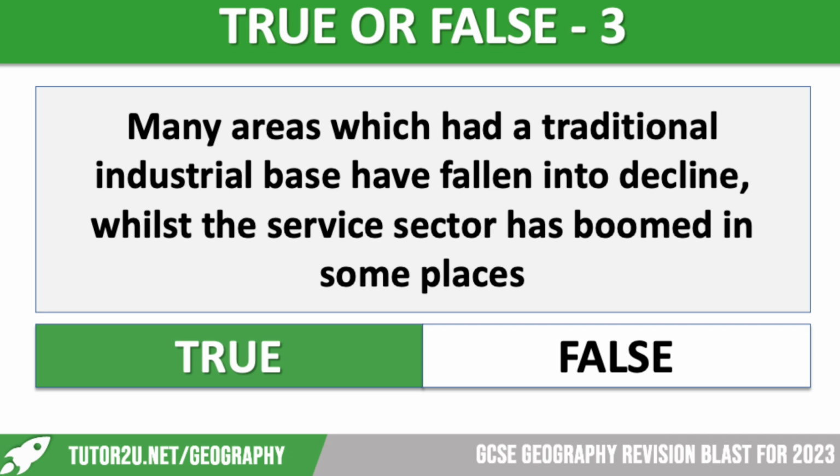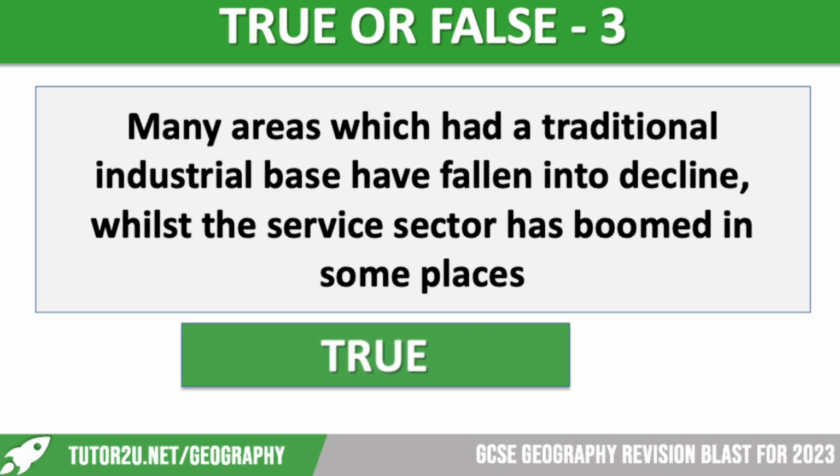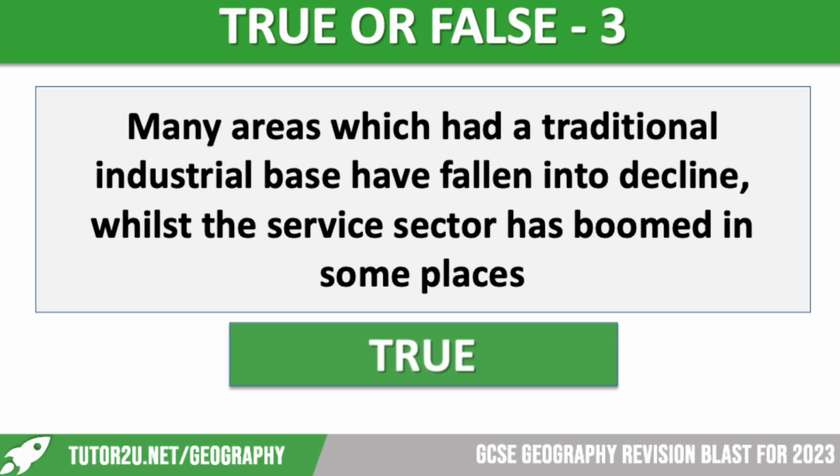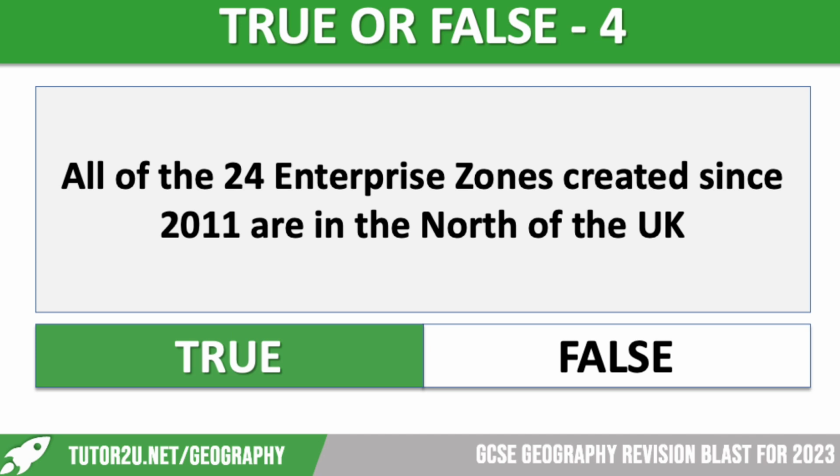Number 3. Many areas which had a traditional industrial base have fallen into decline, while the service sector has boomed in some places. Is this true or false? Okay, let's have a look. It is true. So there are some areas that had a traditional industrial base, such as London with the docks, that have had a really booming service sector. But then you've got some areas where their traditional industrial base closed down. So, for example, the coal mining areas in South Wales, and they have fallen into decline and haven't been able to recover.